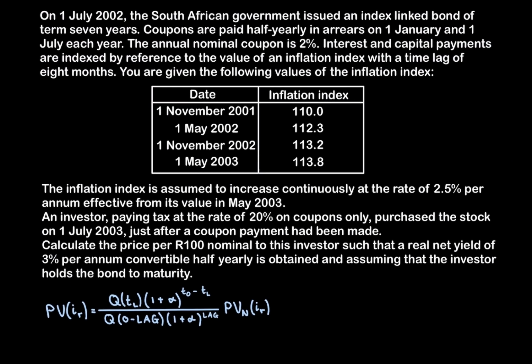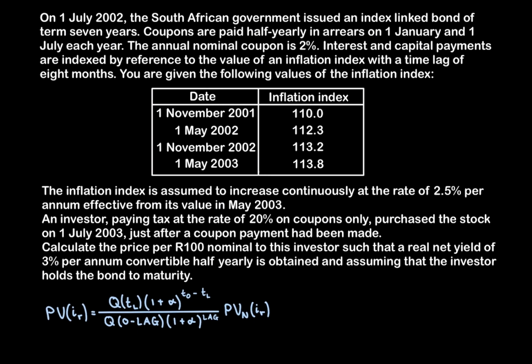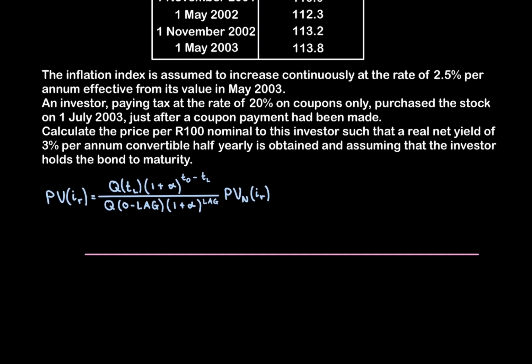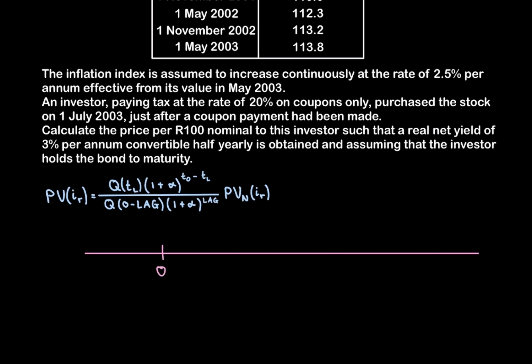Okay, so the first important date to note is the issue date of this bond, which is the 1st of July 2002. So that is time naught, and it is the 1st of the 7th, 2002. And another important date to note is the 1st of July 2003, which is when we purchased it. So this is the purchase date, T naught.